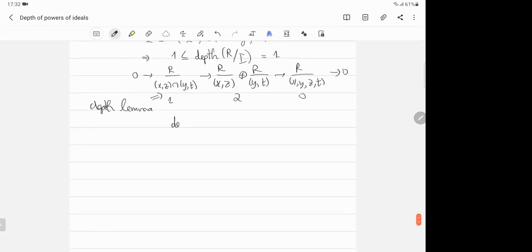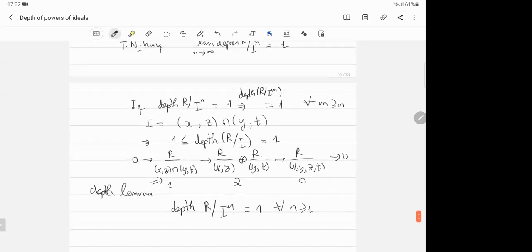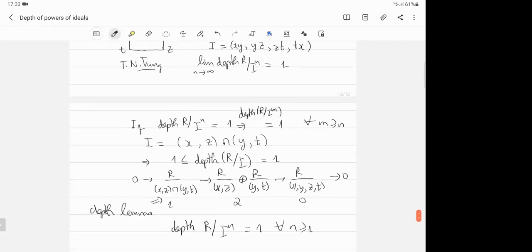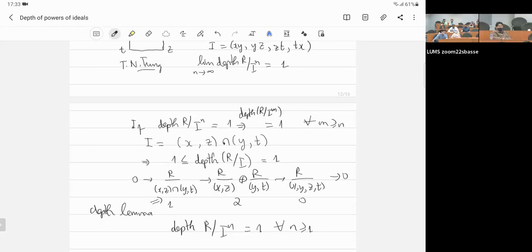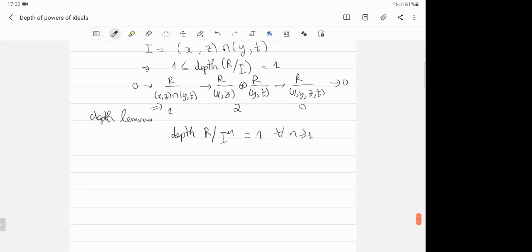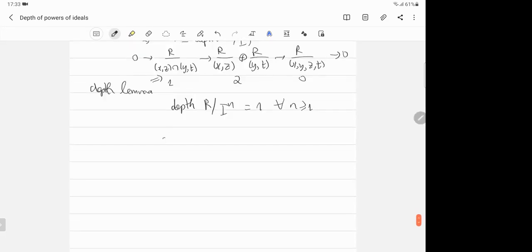You are using the depth lemma here? Yes. There are also other ways. It is better to state the depth lemma for the participants. The depth lemma is simple but very nice and very useful.